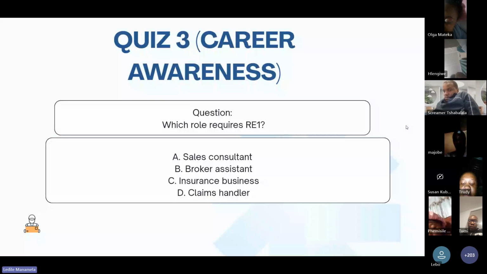Okay, then what does a person with an RE5 do? RE5 is for representatives, your call center agents, your broker assistants. Okay, interesting point.